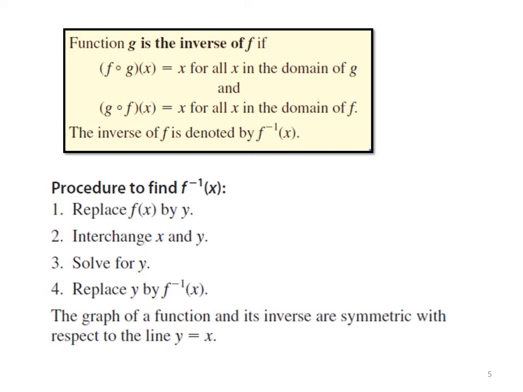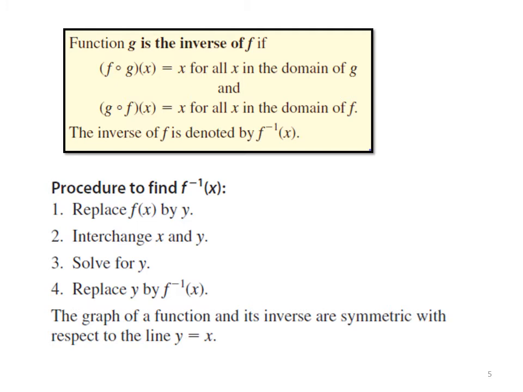A function g is the inverse of f if the composition of f and g is equal to x for all x in the domain of g, and the composition of g and f is also equal to x for all x in the domain of f. You can think of the inverse function as reversing the action of f. Whatever f does, g does the opposite. The inverse for the function f is denoted by f superscript minus 1. This is not a power. It looks like f to the power minus 1, but this is read as the inverse of f.